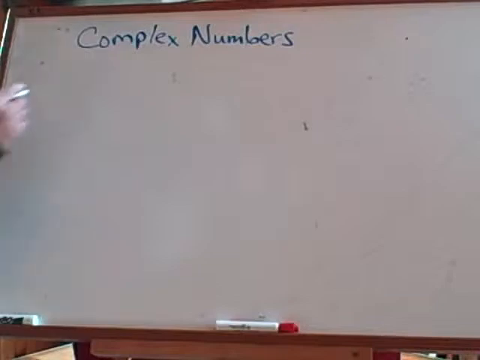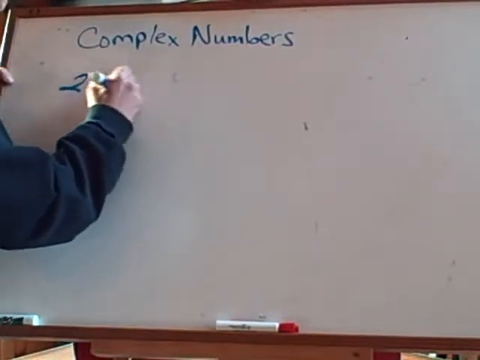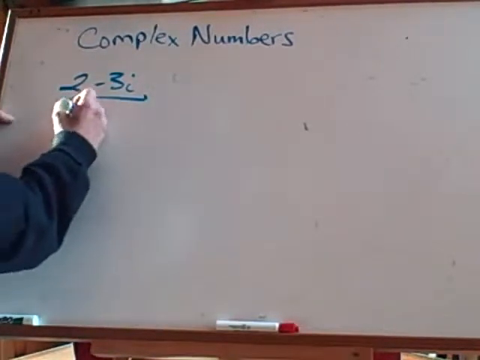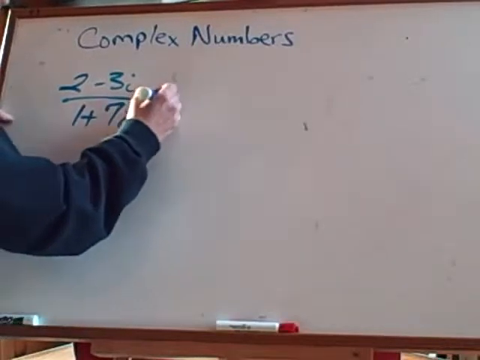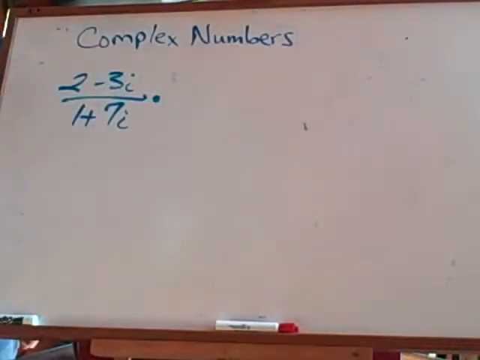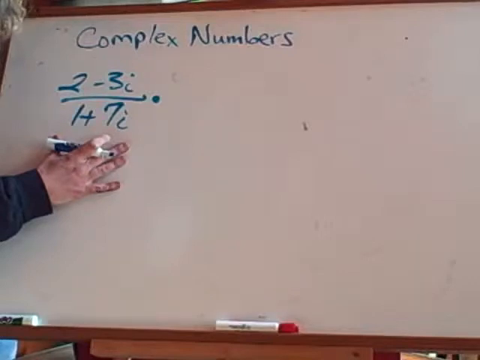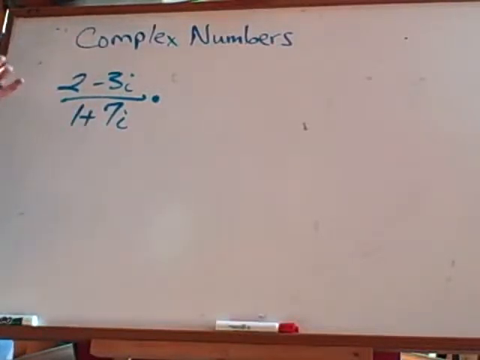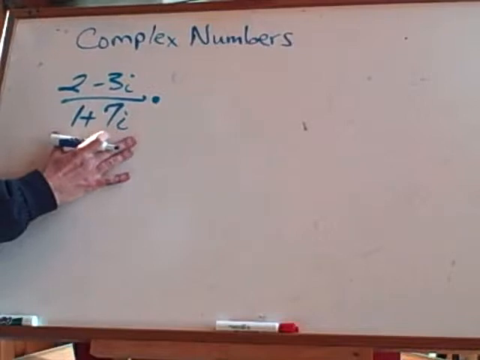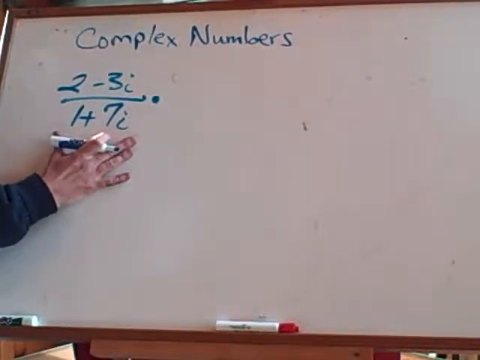Okay, let's look at our first example here. It says 2 minus 3i over 1 plus 7i. Now, what we're going to do is multiply by the number 1, but our number 1 is very fancy. We take the complex conjugate of the denominator, because what we want to happen in the denominator is to get rid of all the i's. We want it to just be a real number in the denominator, because that's what they consider division. So what is the complex conjugate of 1 plus 7i?